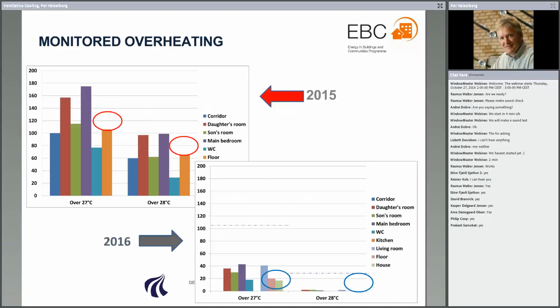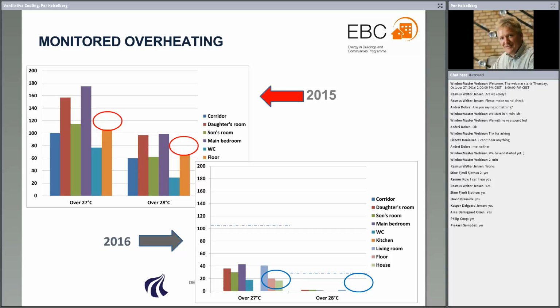And the results of that showed that actually in the summer of 15, where the mechanical system was running, we had quite a lot of hours with high temperatures, almost 100 hours in some rooms above 28 degrees, and almost 200 hours above 27 degrees, while in the summer of 16, where we had comparable temperatures, using the natural ventilation could ensure much lower temperatures.